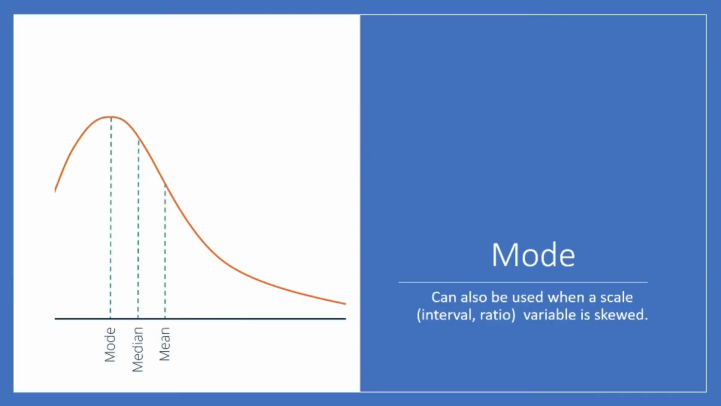Sometimes you will use the mode for a scale type of variable. And that happens when we have a skewed, so it is not a normal distribution. The left side and the right side from the mean are not the same. And therefore the mode is a better option.